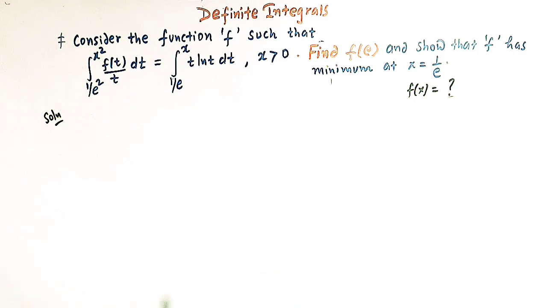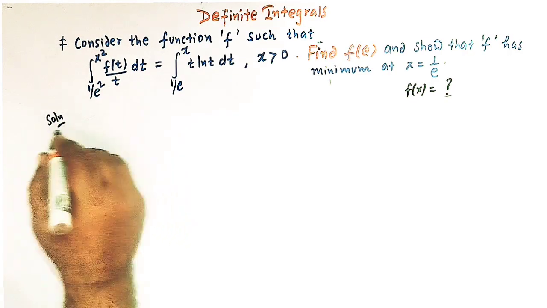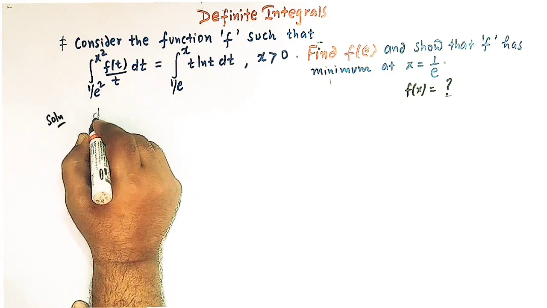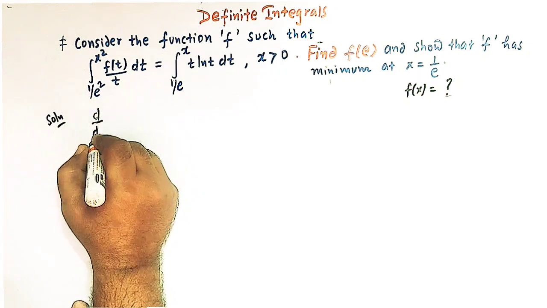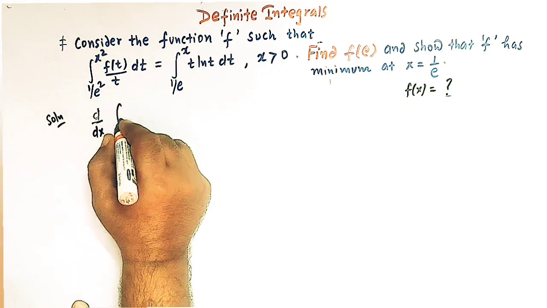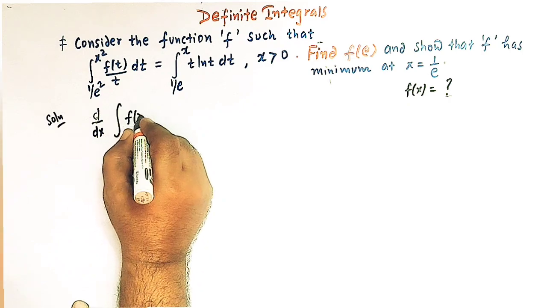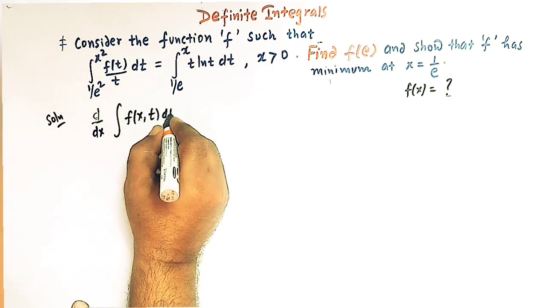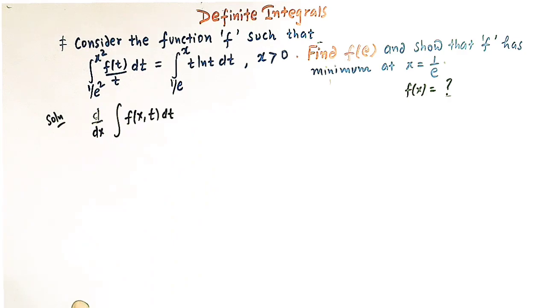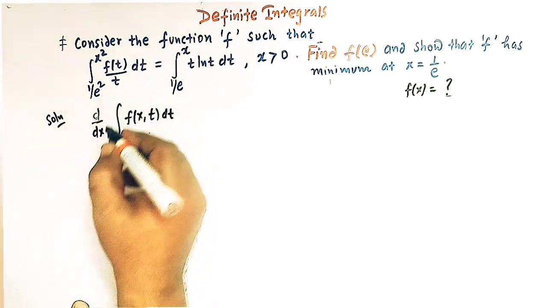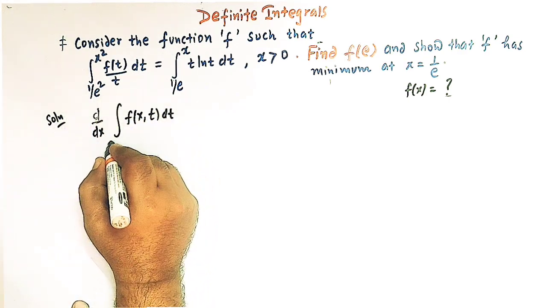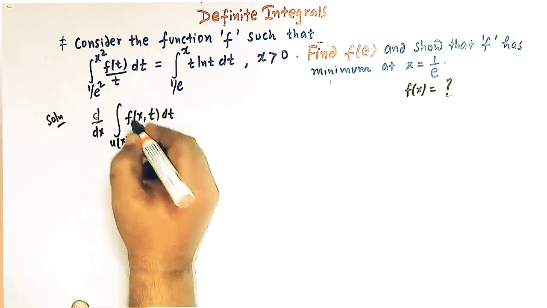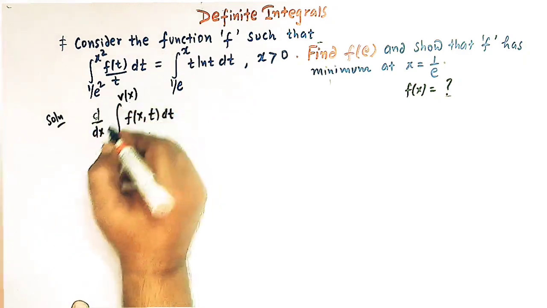So let us first quickly see the statement of Leibniz integral rule. So Leibniz integral rule says that the derivative of the integral, that is, say, of f of x comma t dt, when the limits of integration are functions of x. Suppose the lower limit is u of x and the upper limit is v of x, right?